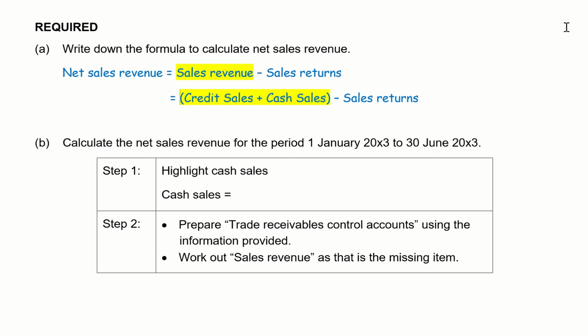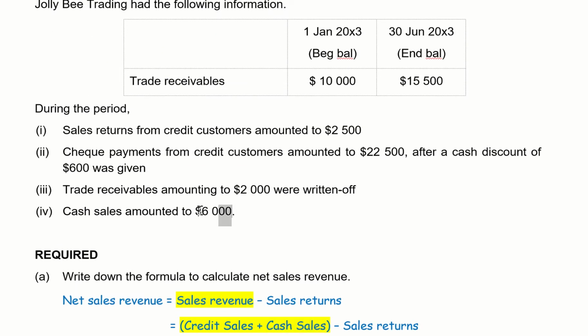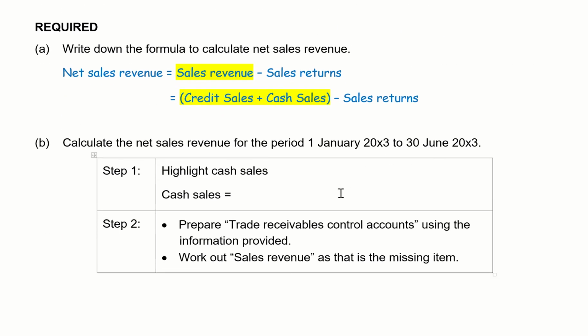Alright? So, what we need to do is look at the next question now. The next question asks us to calculate the net sales revenue for this period. So, I need to find the numbers for credit sales, cash sales, and sales returns. Firstly, cash sales. Actually, for cash sales, you have the number, right? It's $6,000. So that is quite a straightforward number. You have cash sales, which is $6,000. Alright? So good job. It's like 1 mark already.